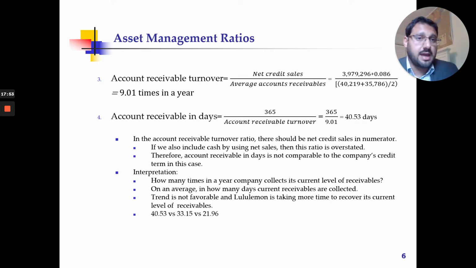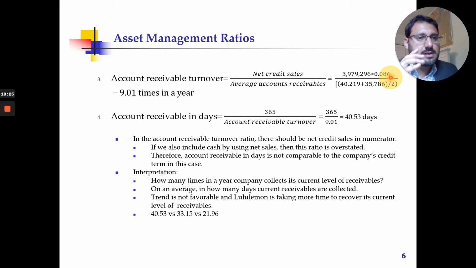Net sales we already have. That's not an issue. For example, the net sales for Lululemon in the fiscal year 2019, when the year ended in January 2020, is 3,979,296. Remember, I'm ignoring the 3,000, so it's actually around 4 billion. And I multiplied it with 0.086 because in Lululemon there are three segments.